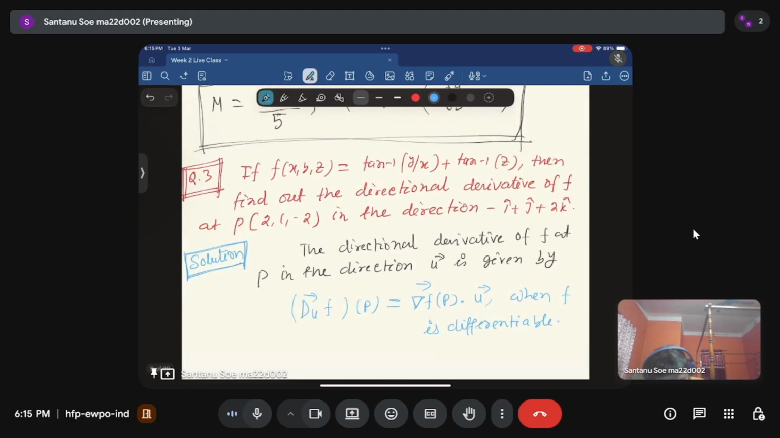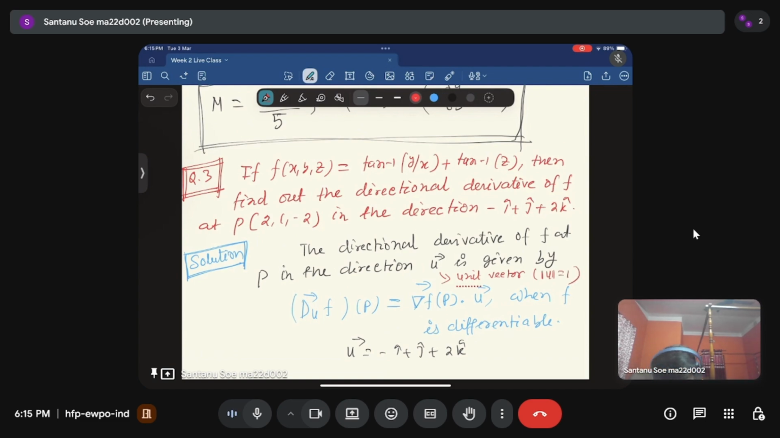And here u is given by minus i plus j plus 2k cap. Okay, so first we're going to change this to a unit vector. So here u is a unit vector. So unit vector means norm of u is 1.